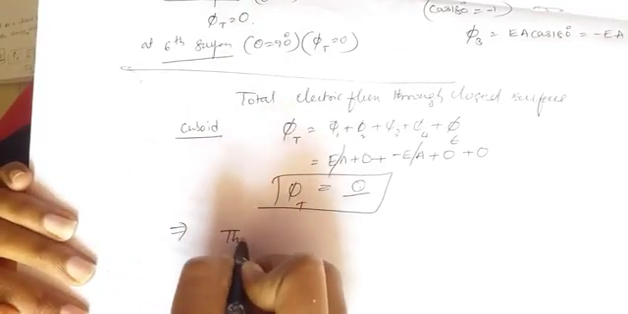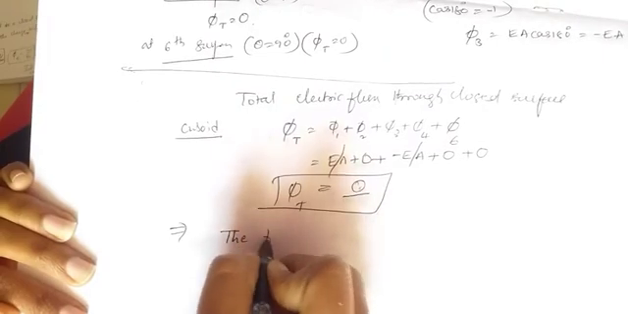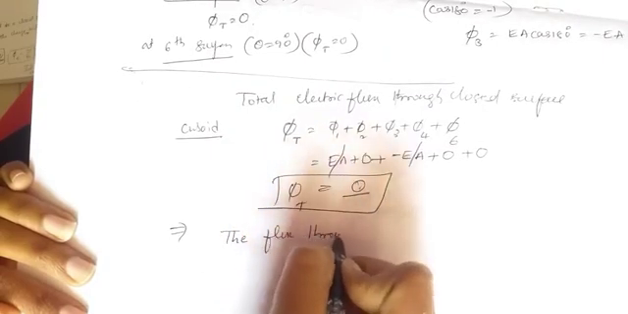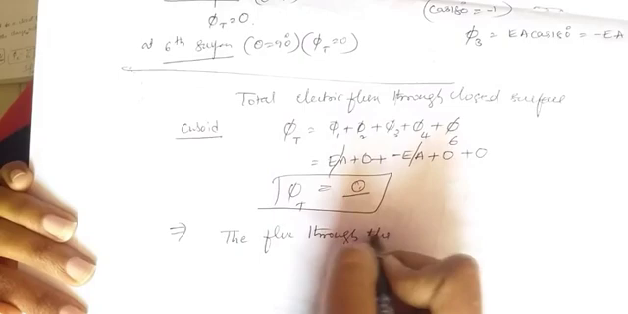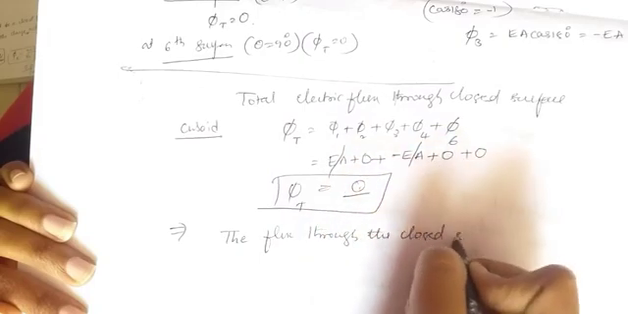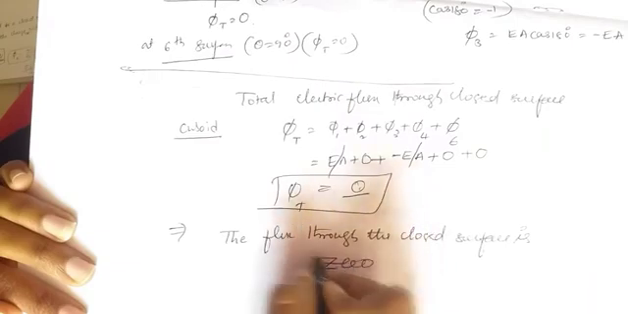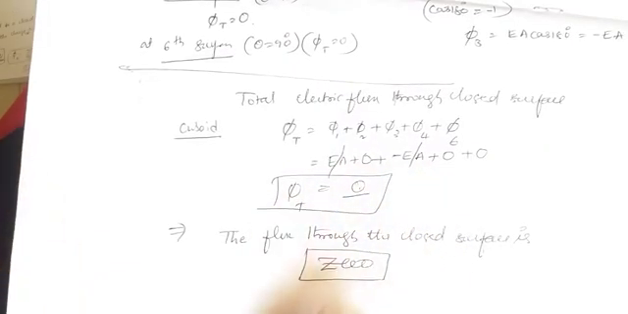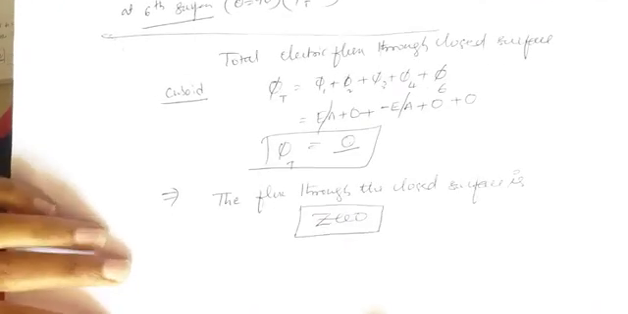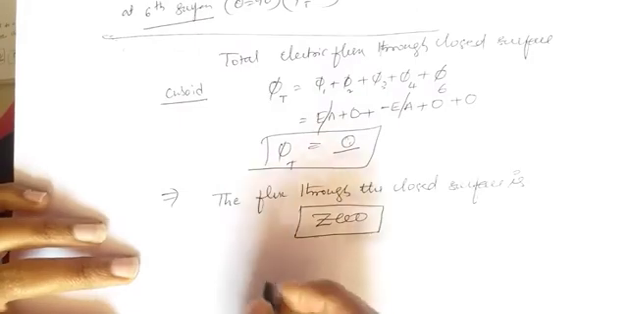So the flux through the closed surface is what? Closed surface is 0. But it may be 0, it may not be 0. Always it may not be 0. Sometimes it will not be 0. This is given by the Gauss law.